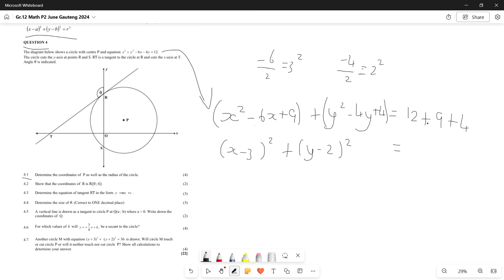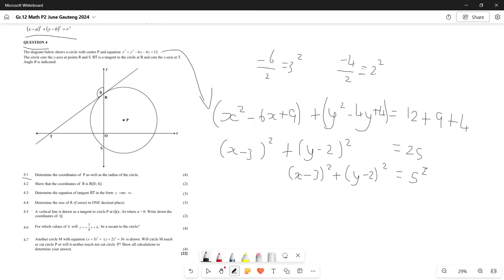12 plus 9 is 21, 21 plus 4 is 25 over there, which means if we're going to get this in standard form, we already have the left side over here, which is x minus 3 squared plus y minus 2 squared, and then we're just trying to link it back to our r squared over here, and that means we're going to take a square root of 25, and the square root of 25 is 5, because 5 squared still equals 25, and that gives us the standard form here of x minus a squared plus y minus b squared equals r squared.